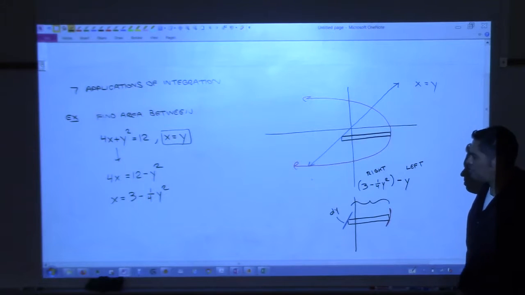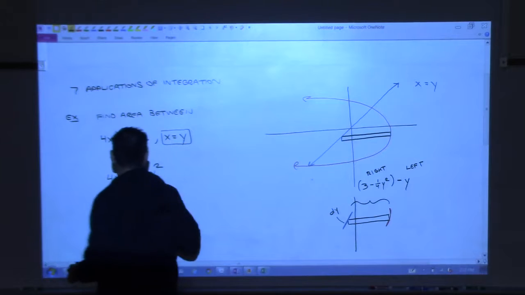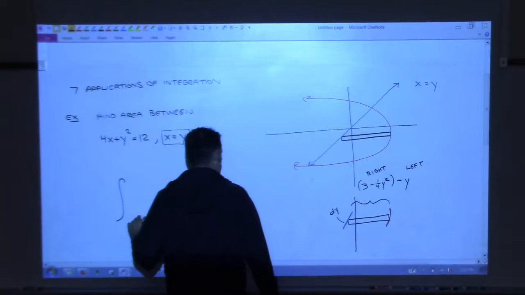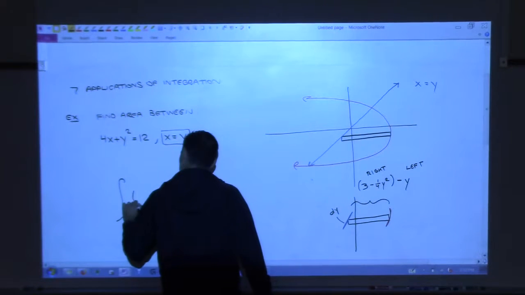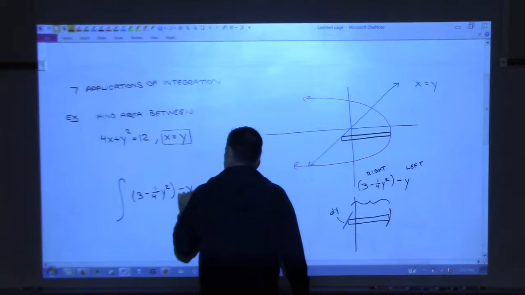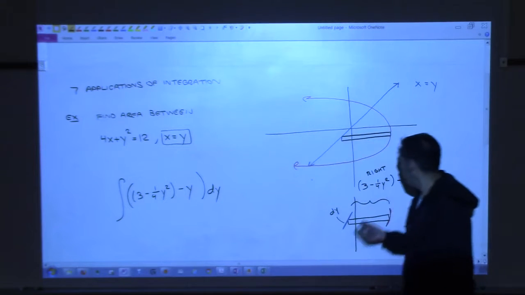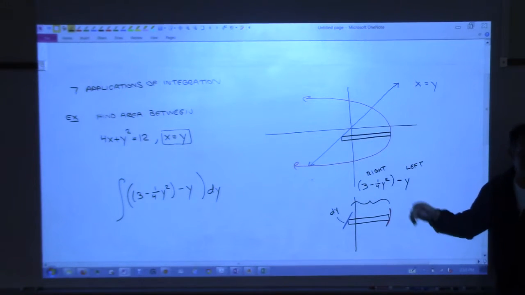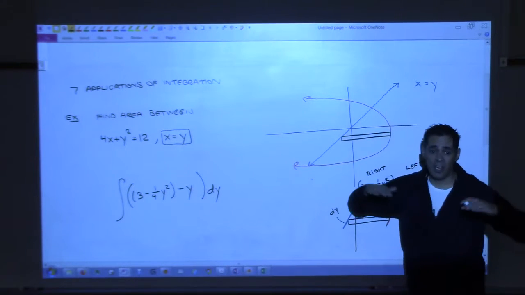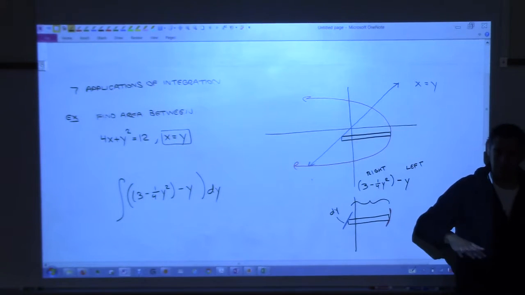Okay, so let's start putting this together into our formula. We want to set up our integral that's going to add all these guys up. And we're going to be doing the 3 minus 1/4 y squared minus y, right? That's dy. That's the area of one of these guys, right? And then the integral adds them up. But now we want to move the rectangle up and down, which means we are changing its y coordinate, aren't we? Not the x coordinate. The y coordinate's got to move.